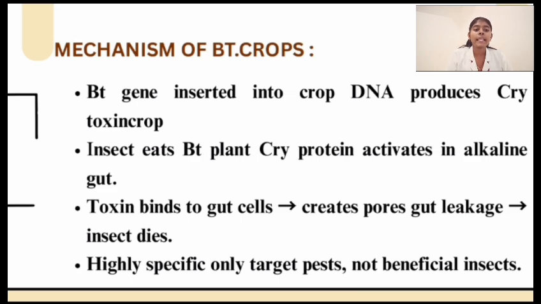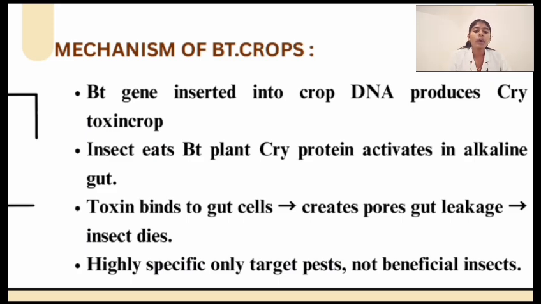Now we will discuss the mechanism of Bt crops. Firstly, scientists take a special gene called the cry gene. This gene produces a protein that kills certain insect pests, but it is safe for humans and other animals. Next, the cry genes are inserted into the plant DNA using genetic engineering. Then the plants make the Cry protein in their own tissues, making them naturally insect resistant.